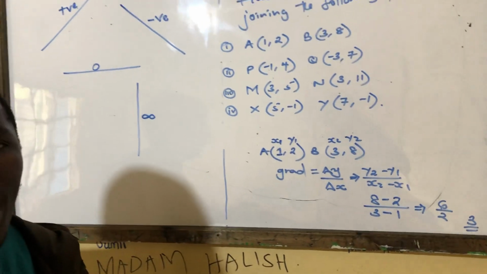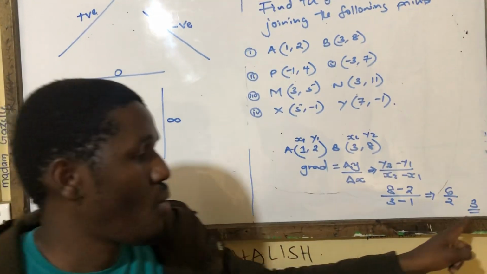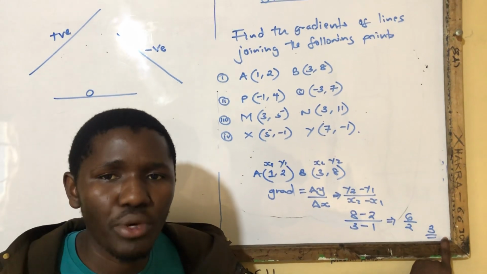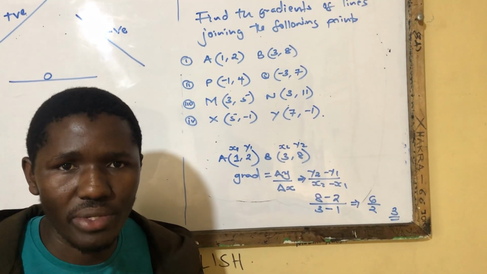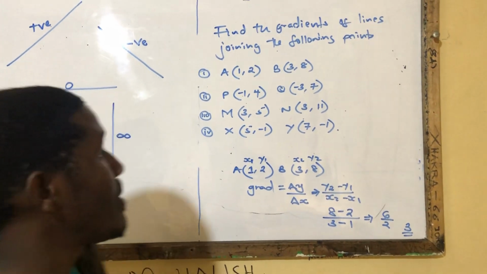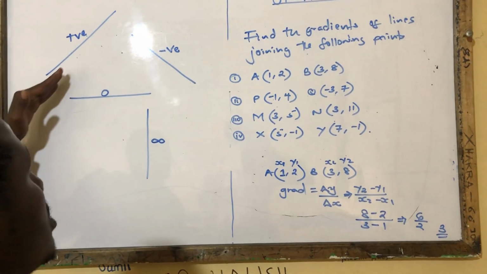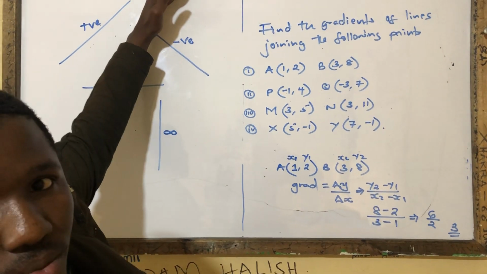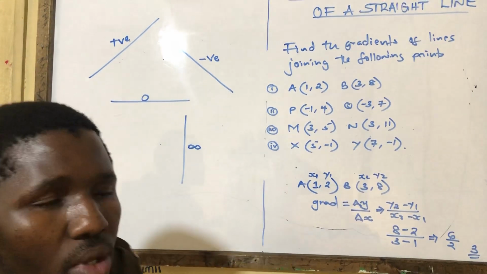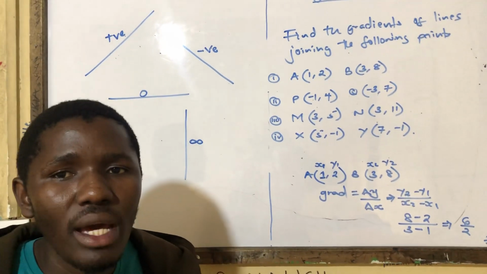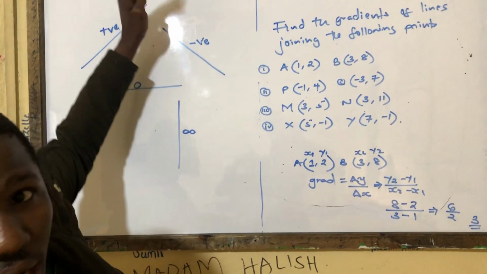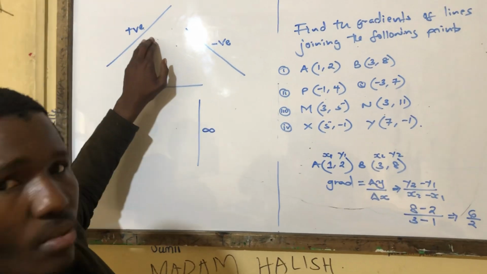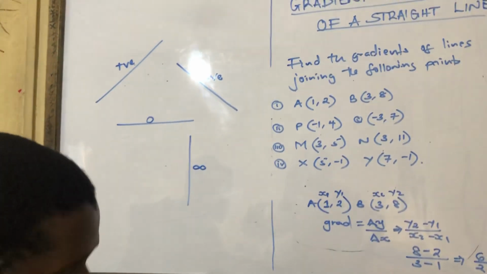Like we had mentioned earlier on, whenever gradient comes out as a positive, what does it really communicate to us? It communicates that the line we are talking about is sloping upwards, or what you may also want to call a rising line. It's a line sloping upwards in this manner. We have got the second one.